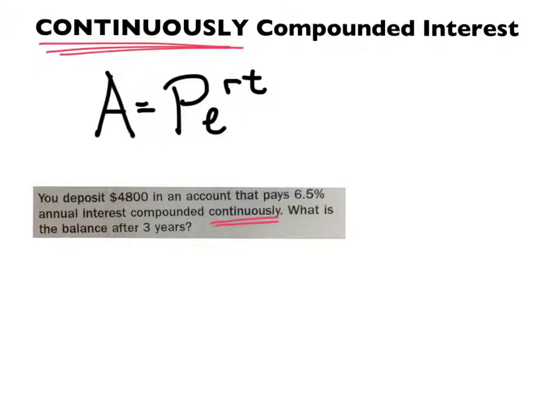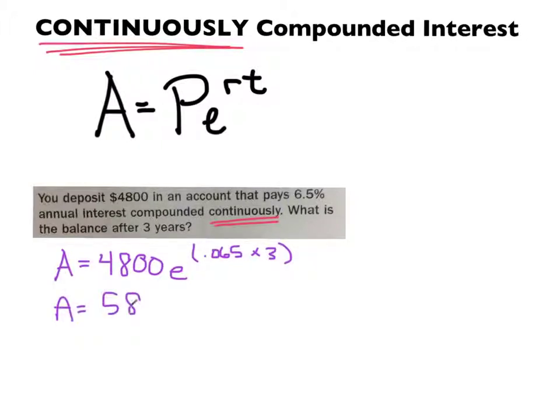A equals 4,800 times e to the rate. What's the rate as a decimal? 0.065 times 3 years. So after 3 years, we have in our account $5,833 and how many cents? 49 cents.